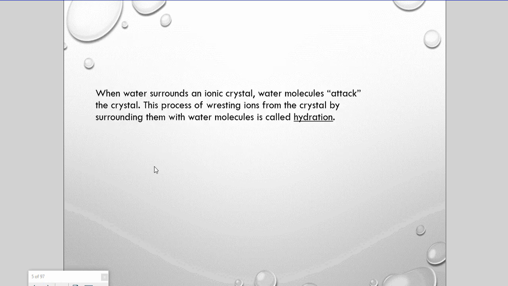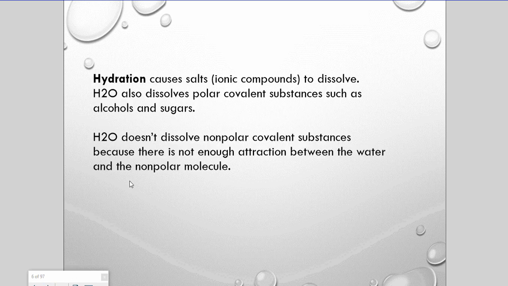Water is responsible for taking an ionic crystal and breaking it into bits, what we call ionizing it. That's provided that it's something the water can dissolve. Water needs to be able to dissolve this ionic compound, and if it can dissolve it, it will form ions. This process is called hydration, and water uses its polar parts to do this. Keep in mind that hydration causes ionic compounds to dissolve and ionize.